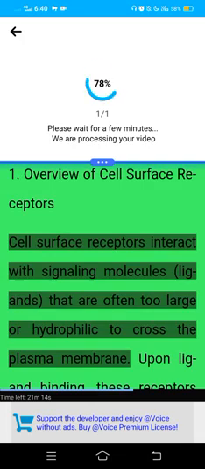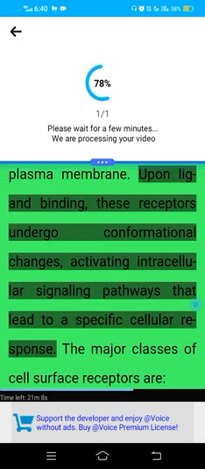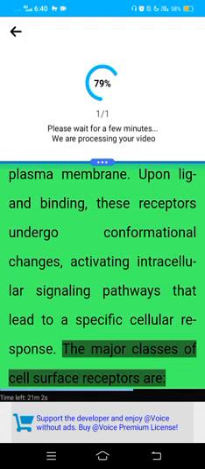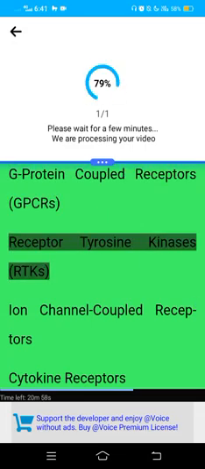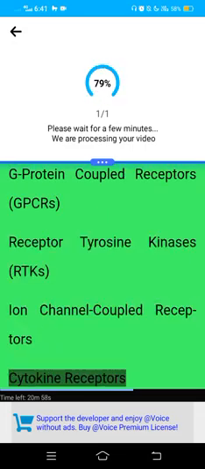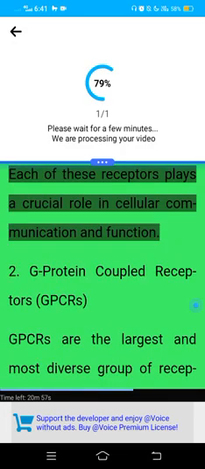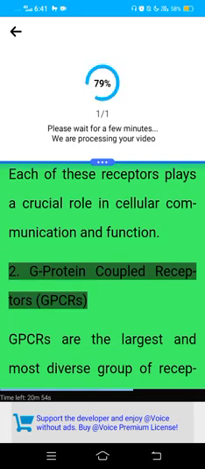1. Overview of cell surface receptors. Cell surface receptors interact with signaling molecules, ligands, that are often too large or hydrophilic to cross the plasma membrane. Upon ligand binding, these receptors undergo conformational changes, activating intracellular signaling pathways that lead to a specific cellular response. The major classes of cell surface receptors are G-protein coupled receptors, GPCRs, receptor tyrosine kinases, RTKs, ion channel coupled receptors, and cytokine receptors. Each of these receptors plays a crucial role in cellular communication and function. 2. G-protein coupled receptors, GPCRs.